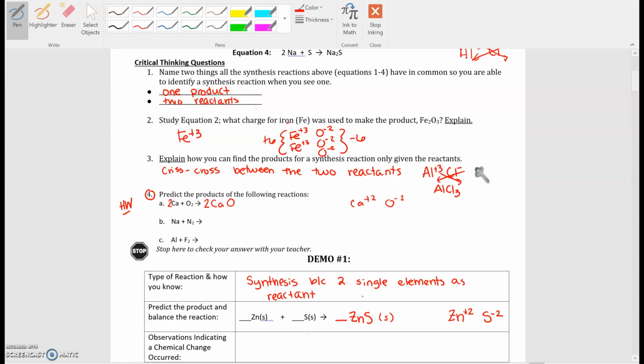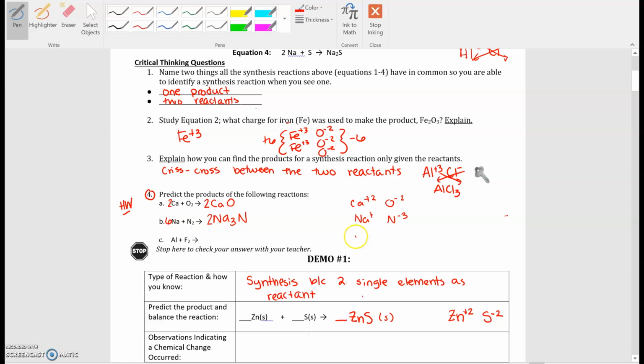Another example we can do with letter B. I have 2 elements as reactants, so I know the only thing they can do is combine. So I have sodium and nitrogen, and I do crisscross to get Na3N. And to balance this, you'd put a coefficient of 2 in front of the sodium nitride to balance your nitrogens. That leaves you with 6 sodiums.